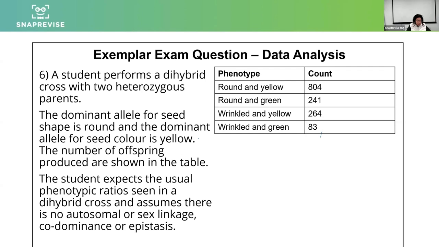The student expects the usual phenotypic ratio seen in a dihybrid cross and assumes there is no autosomal linkage or sex linkage or codominance or epistasis. We're going to see about those later, but they're basically ways that one can deviate from the expected phenotypes. These are the possible underlying biological reasons why I may reject the null hypothesis, right? Sex linkage, epistasis, codominance, we're going to see those.